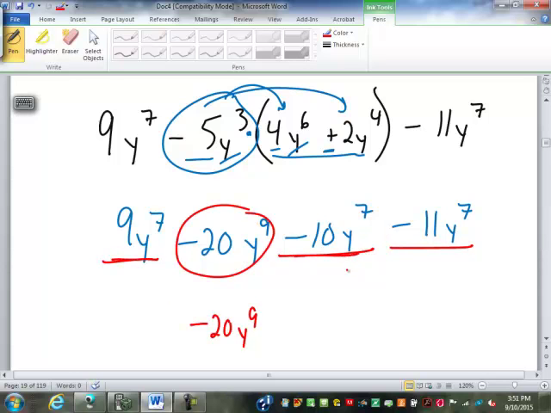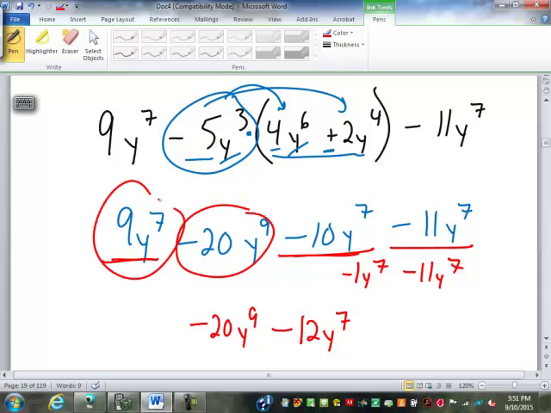9 and negative 10 make negative 1y to the seventh. Negative 1 and negative 11 make negative 12y to the seventh. Does that make sense? Good. 9 minus 10 made negative 1. Negative 1 and negative 11 makes the negative 12.